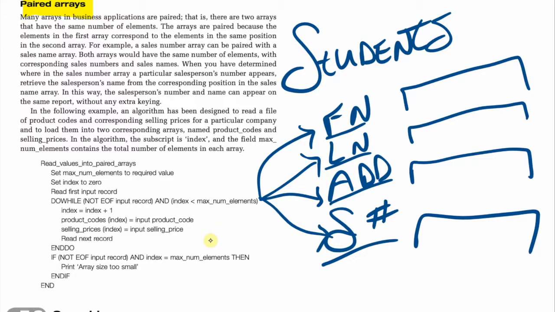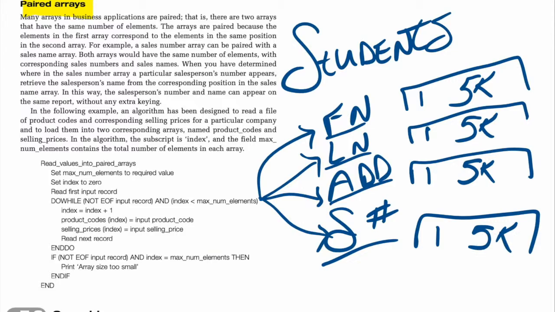So this way, if I'm referring to student number 1 for first name, student number 1 for last name, student number 1 for address, and student number 1 for S number, I'm referring to the same student. If I'm referring to student number 5,000 here for first name, 5,000 here for last name, 5,000 here for address, and 5,000 here for S number, I'm always referring to the same student.